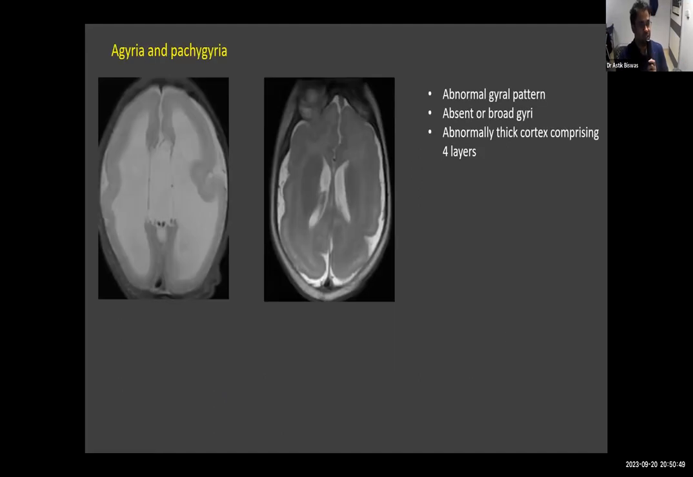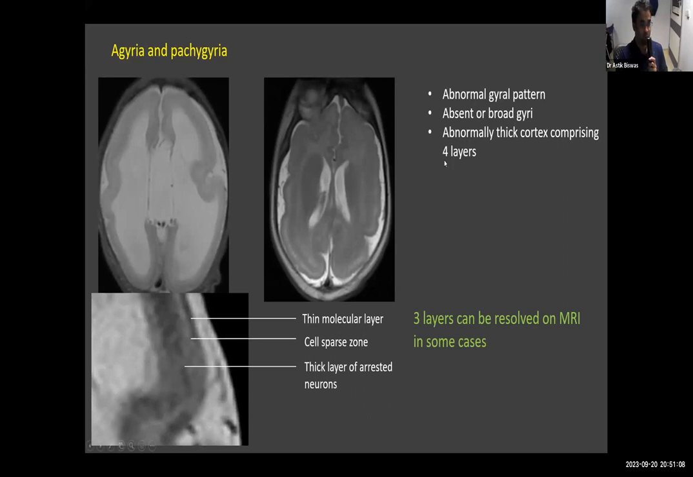So agyria and pachygyria are both characterized by an abnormal gyral pattern, and the gyri are thick and broad. There is also dyslamination, so it's not just an abnormally thick cortex, but also the layering is off. They typically have 4 layers. On imaging, in some cases, we are able to resolve 3 of these layers.